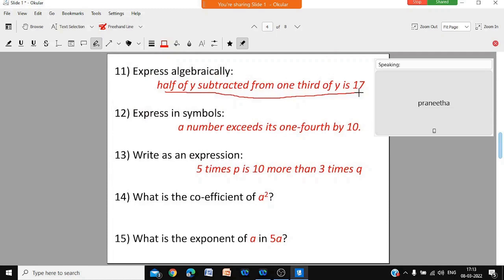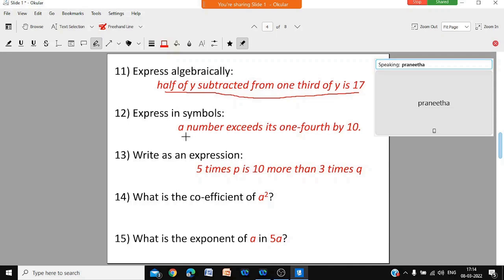Now, number 11: half of y subtracted from 1/3 of y is 17. Express in symbols, half of y subtracted from 1/3 of y is 17. Finish? No, sir.